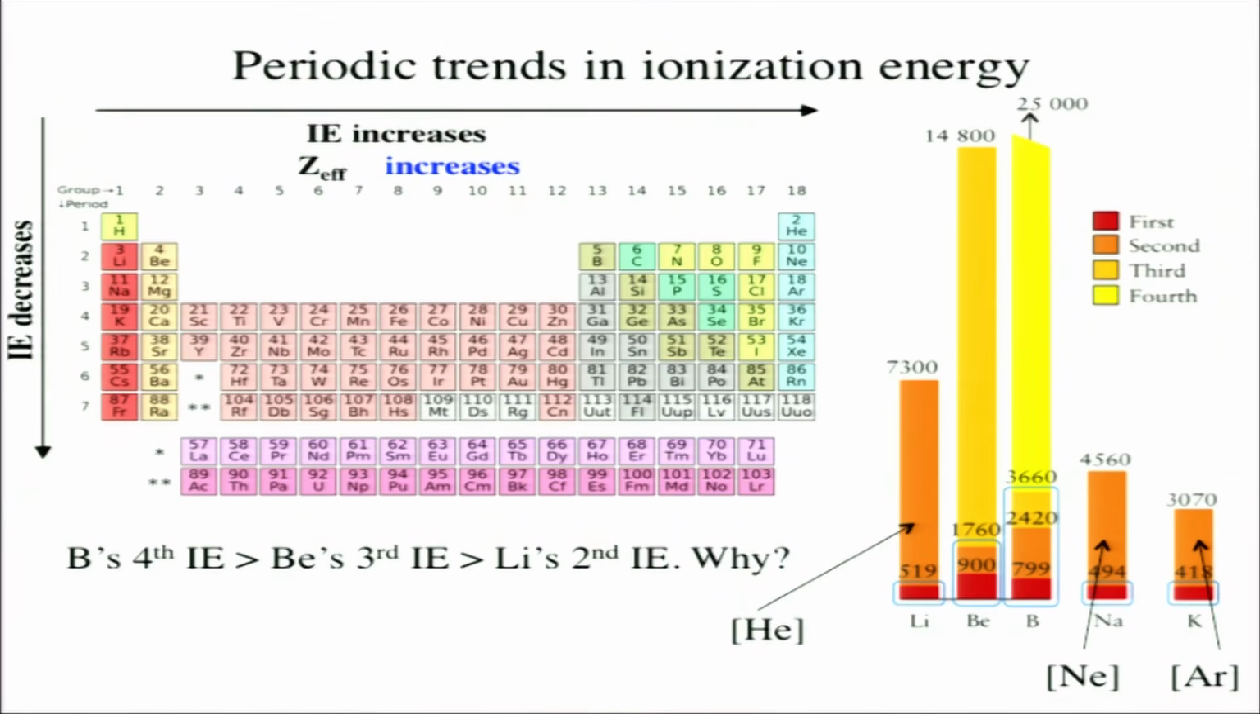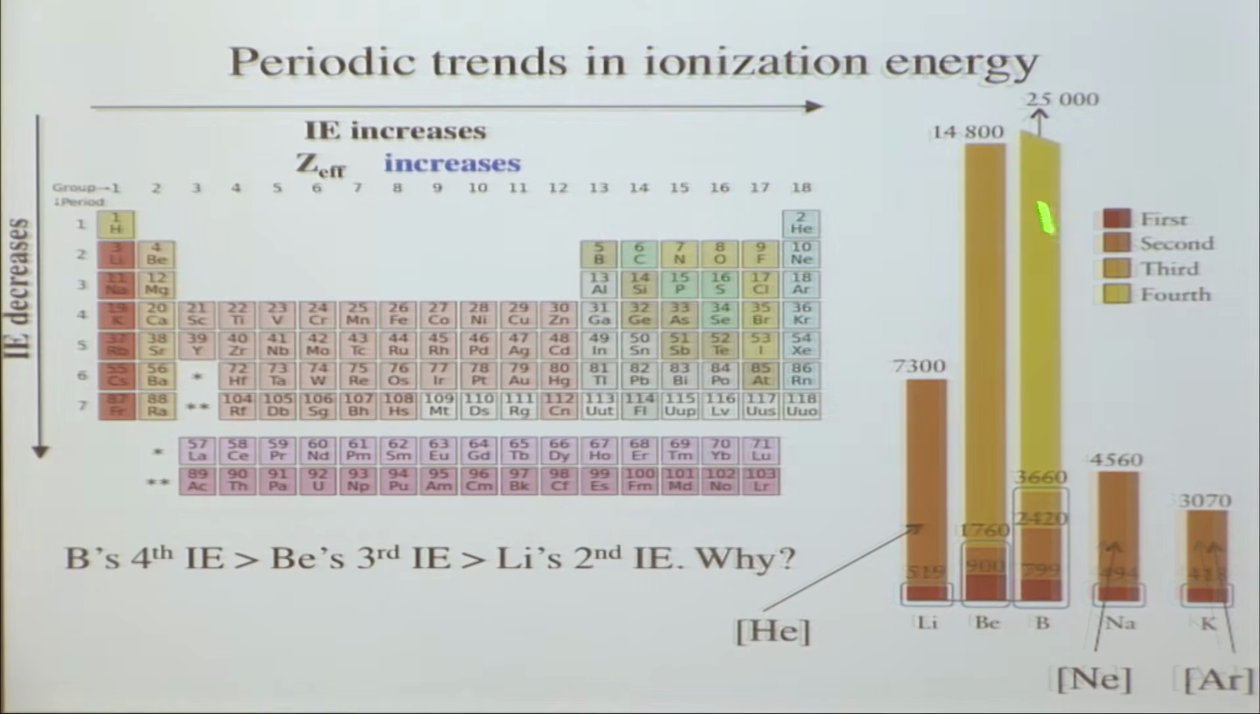There's a couple other things that we can see in this plot. So we also see that for boron, this fourth ionization energy is really big. And it's bigger than beryllium's third, which is bigger than lithium's second. So let's think about why that's the case. And that is another clicker question.